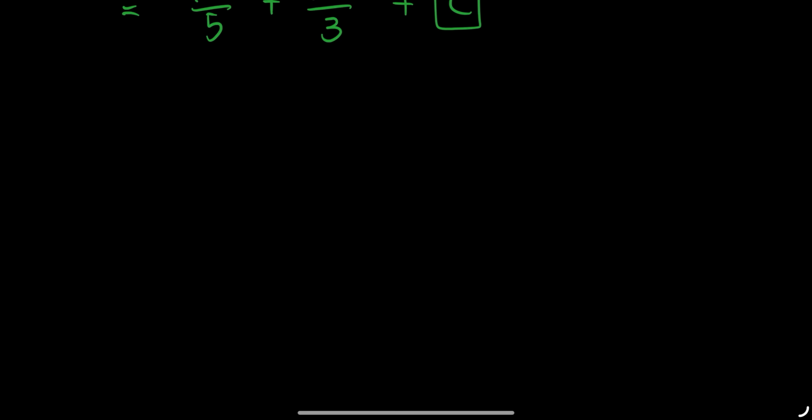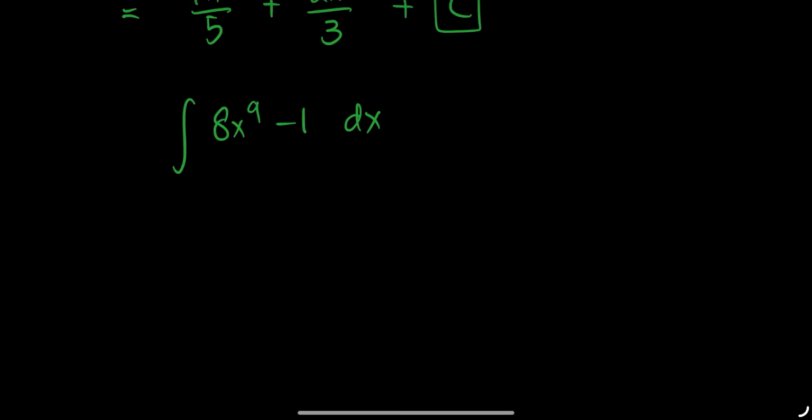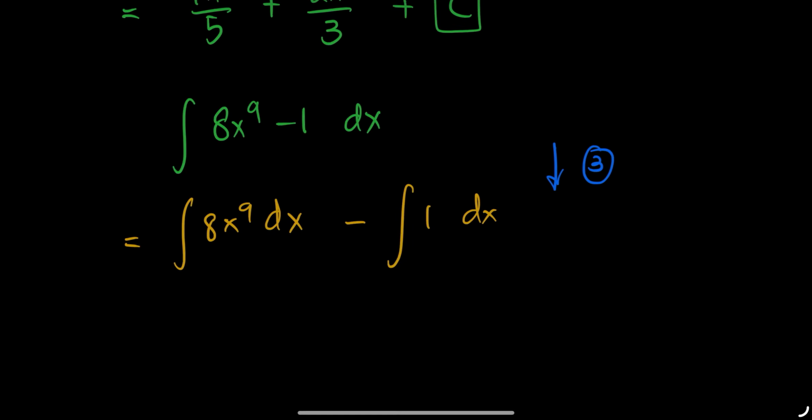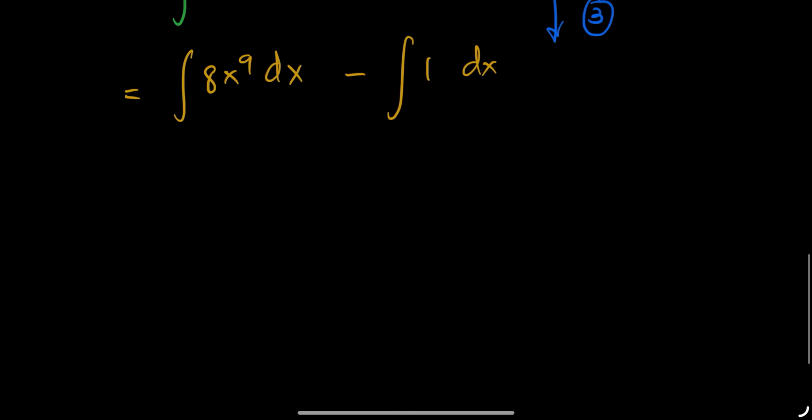So now let's try one more example just for understanding. Let's say we get the integral of 8x^9 minus 1 dx. Again, we solve it the normal way. We know that this is the same thing as the integral of 8x^9 dx minus the integral of 1 dx. This uses formula number 3, right? Then we know this one is the same thing as 8 times the integral of x^9 dx. And this one, we can just leave be.